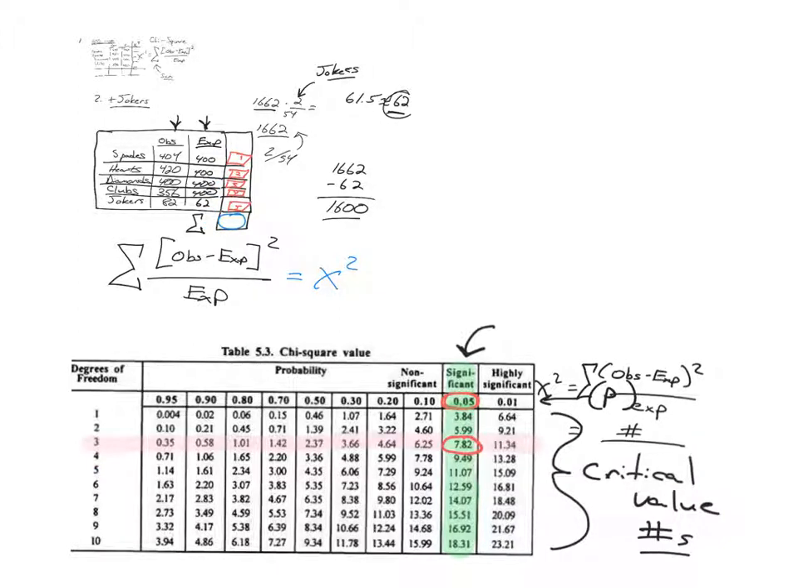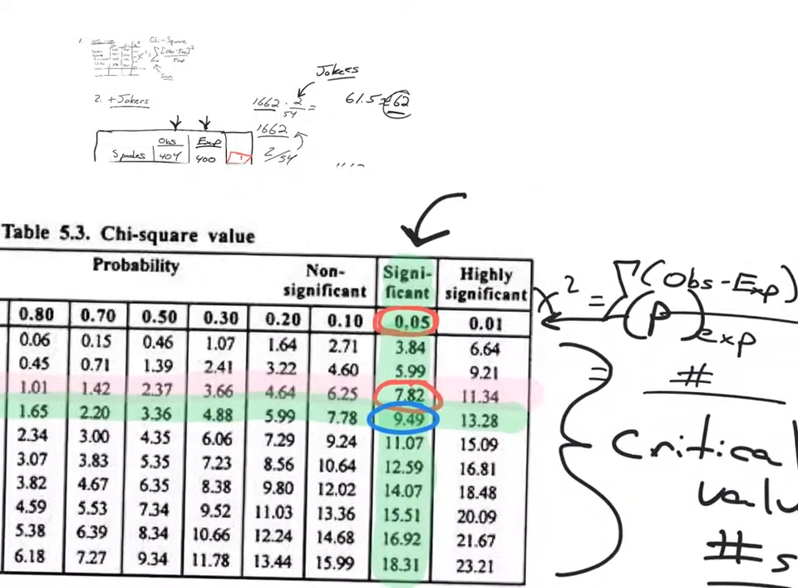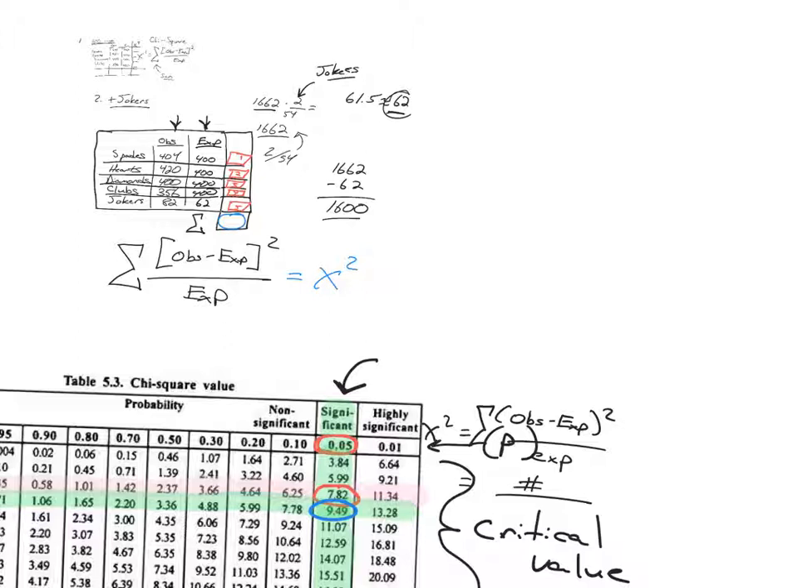What's my degree of freedom? 4. Because you have 5 possibilities minus 1, it'd be 4. So in this case, we're not going to use the pink line, we're going to use the green line. And your critical value for this problem is not 7.82, it's actually 9.49. Now how do I know that? Because I know that I have 4 degrees of freedom and your critical value is now 9.49.